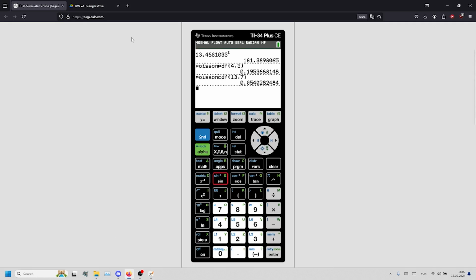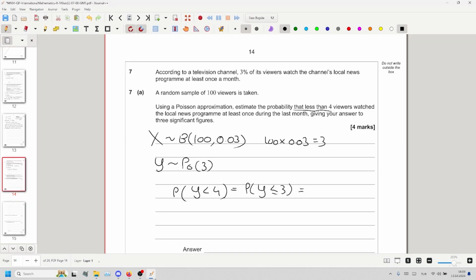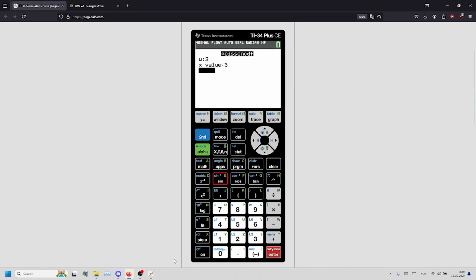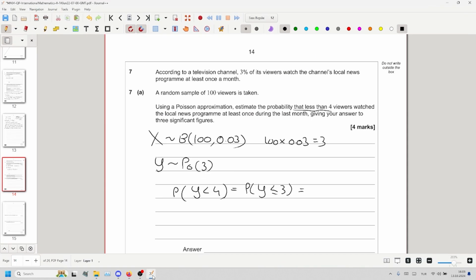So let's quickly figure that one out. That's going to be the Poisson CDF with mean value 3, and less than or equal to also 3. So we can just quickly find that. That's going to be 0.647, to 3 significant figures.